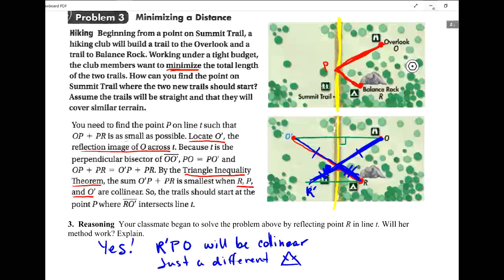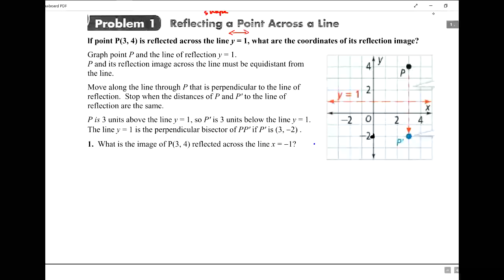Reflections, especially if you're doing them on a coordinate plane, are rather simple. Just remember to draw a line perpendicular and then move the same distance. Let's say that our line of reflection here, this is our line of reflection. We'll call this line L. Okay, and now we want to reflect both P and P prime across our new line of reflection here.